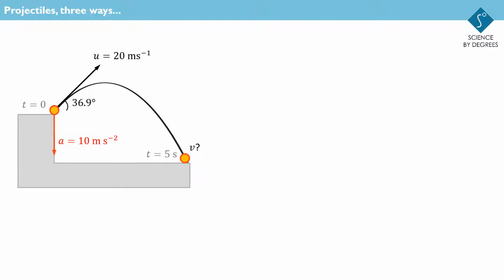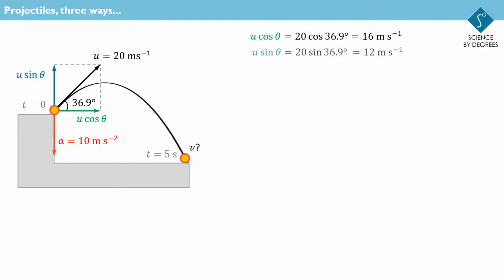hit the ground? We can resolve the initial velocity vector into horizontal and vertical components, and they turn out to be 16 and 12 meters per second respectively. That's why we chose the weird angle 36.9 degrees, in order to make these components come out as nice numbers. We can use uniform acceleration formulae in the vertical direction.